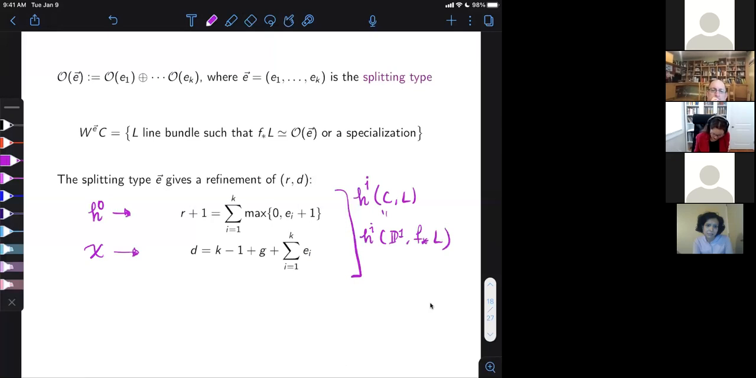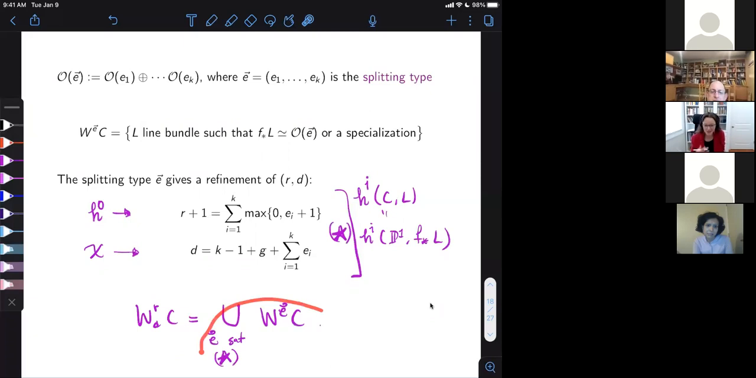What that tells us is that W^r_d of C is some union over splitting types E that satisfy these conditions of these Brill-Noether splitting loci. So that is the sense in which we get a refinement. If we look at the left-hand side, this had lots of irreducible components we didn't understand, and now we have it written as a union of some things. It's very tempting to say that the splitting type gives you these irreducible components. It is that extra piece of discrete data that you need to get an irreducible moduli space.